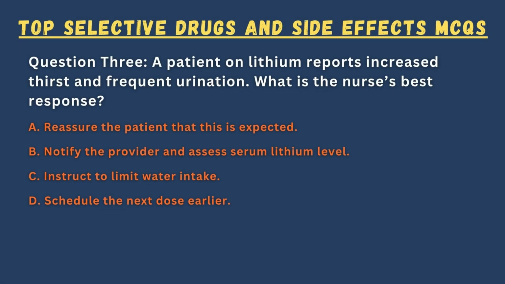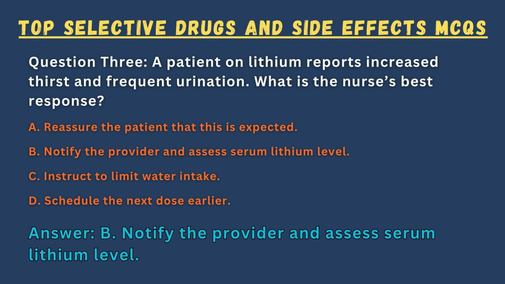Question 3. A patient on lithium reports increased thirst and frequent urination. What is the nurse's best response? A. Reassure the patient that this is expected. B. Notify the provider and assess serum lithium level. C. Instruct to limit water intake. D. Schedule the next dose earlier. Answer: B. Notify the provider and assess serum lithium level.